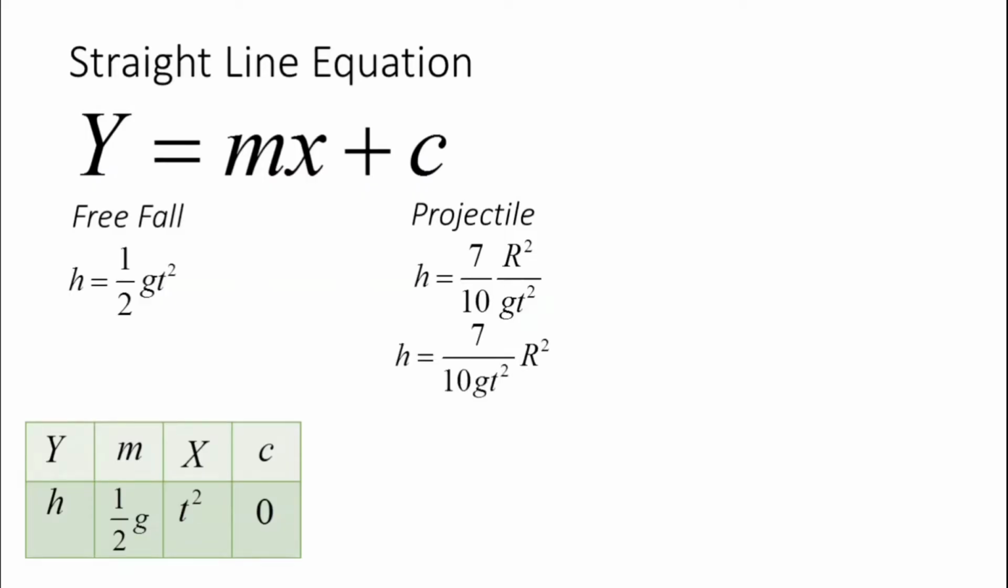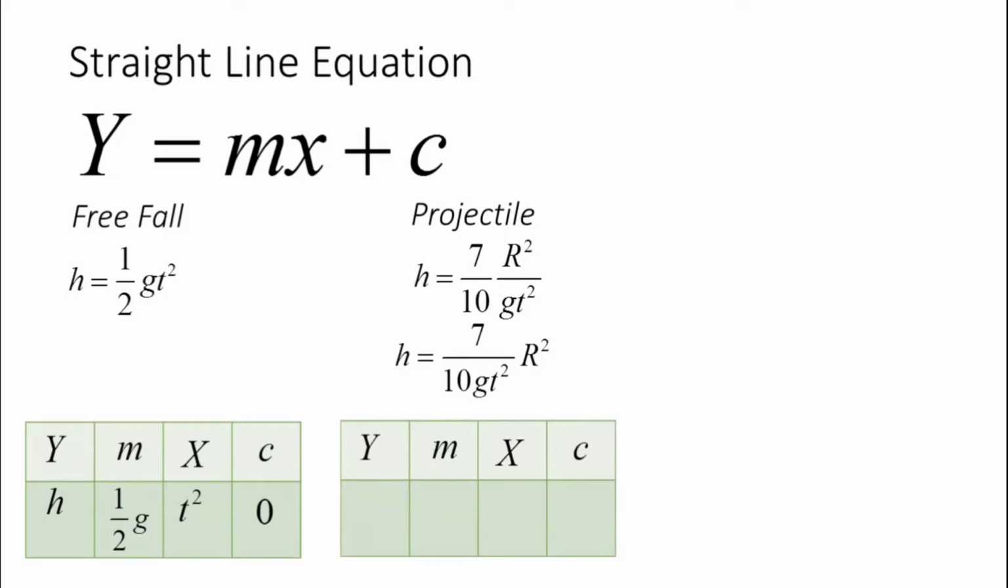Rearranging the equation, we get h equals to 7 over 10 gt square times r square. H will take the y-axis, r square will take the x-axis, so the gradient of the graph is equals to 7 over 10 gt square. And the y-intercept is 0. In this experiment, we are going to plot the graph of h against r square.